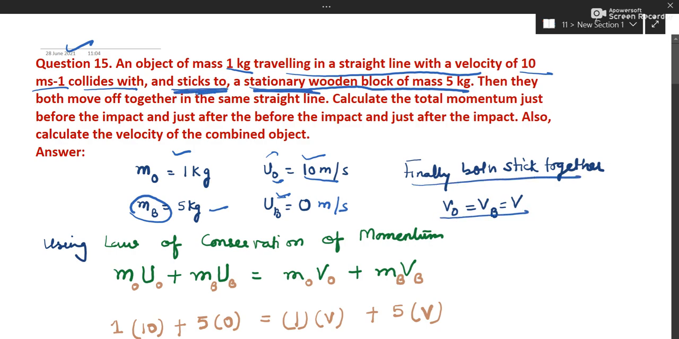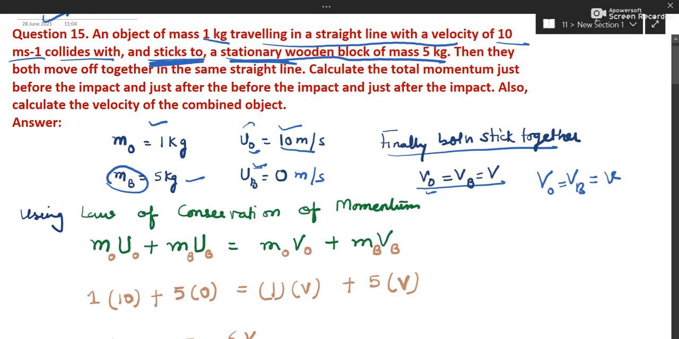They both finally stick together, so it means the final velocity of both is equal. Final velocity of object is equal to final velocity of block, let it be v. So we'll use the law of conservation of momentum, that says m u of object, that is initial momentum of object, plus m u of block, initial momentum of block, is equal to m v of object, that is final momentum of object, plus m v of block, final momentum of block.